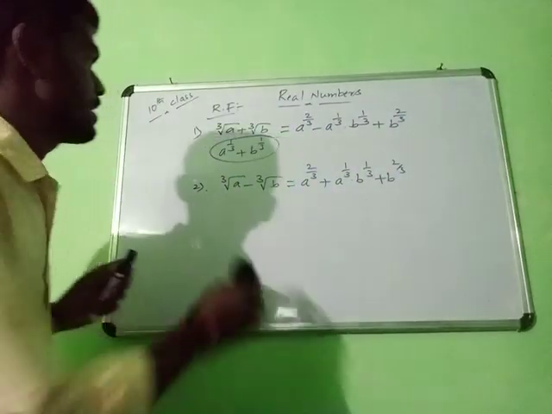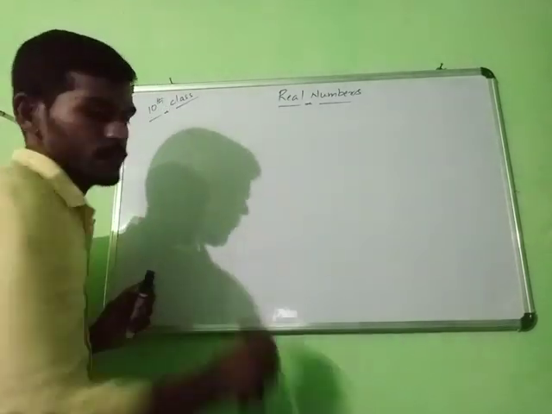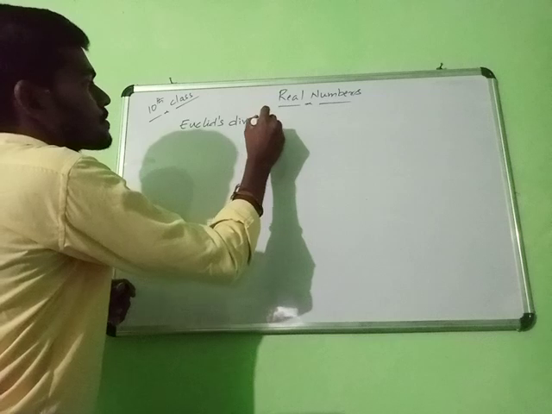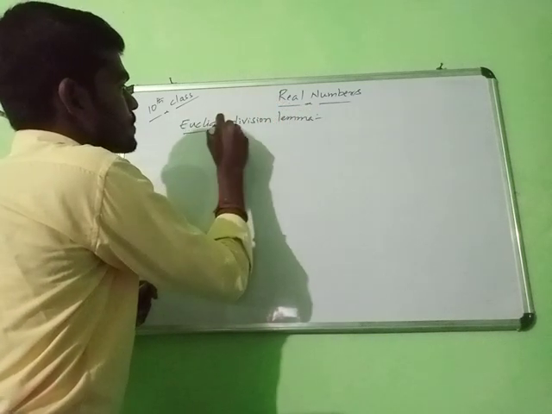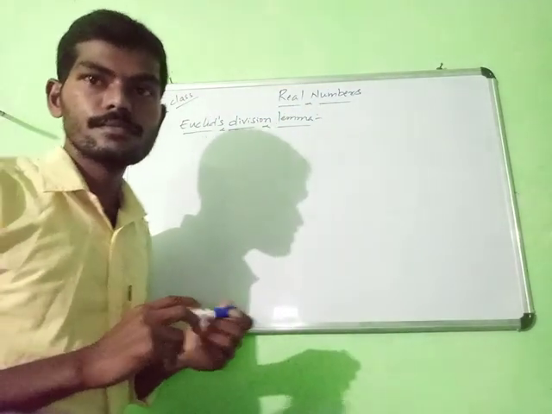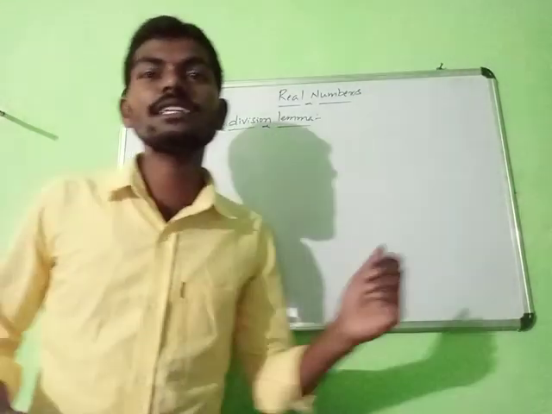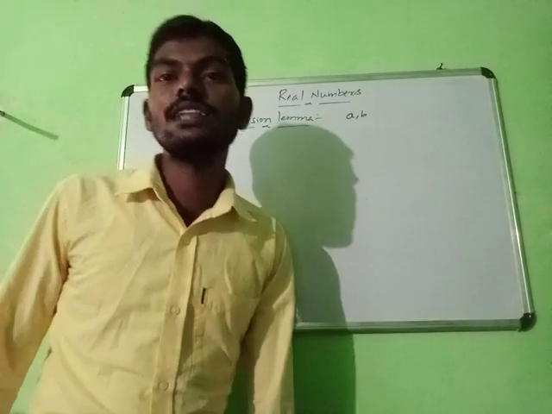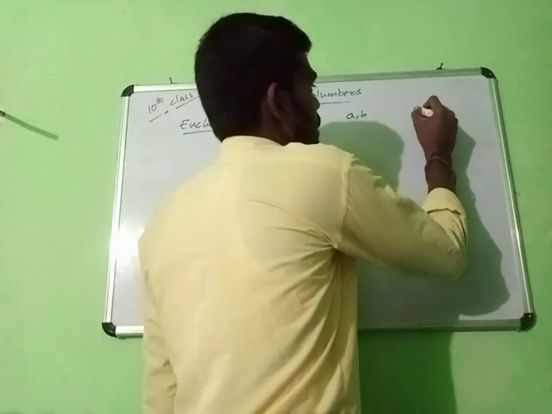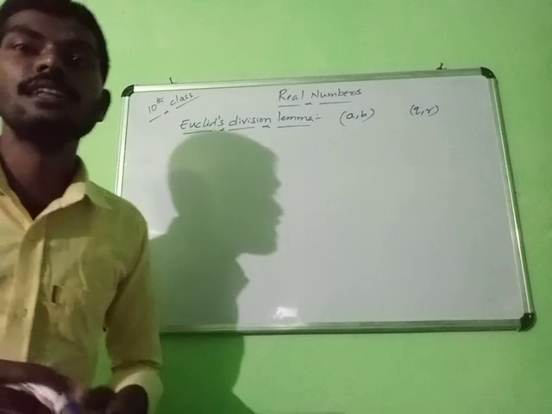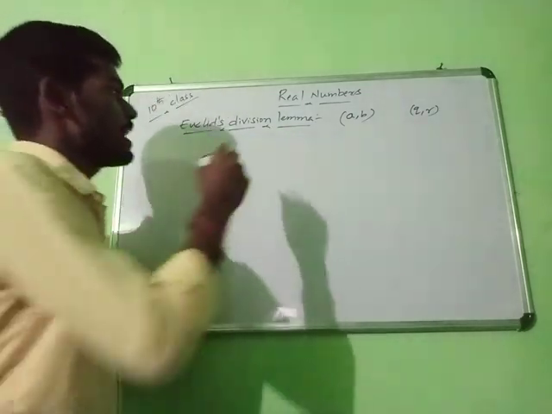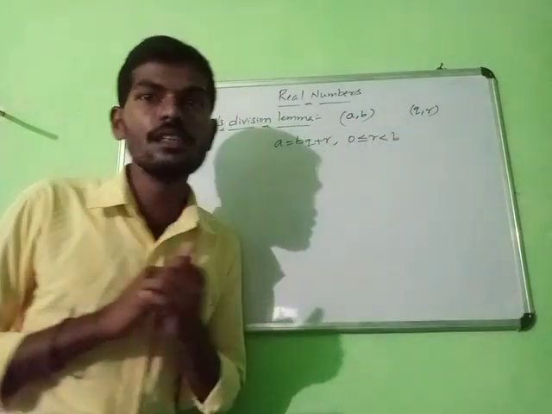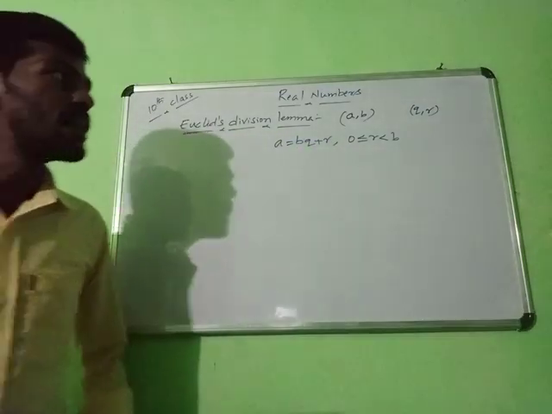Now what is Euclid's division lemma? For any positive integers small a and small b, there exists a unique pair of integers q and r satisfying a equal to bq plus r, where 0 is less than or equal to r is less than b.